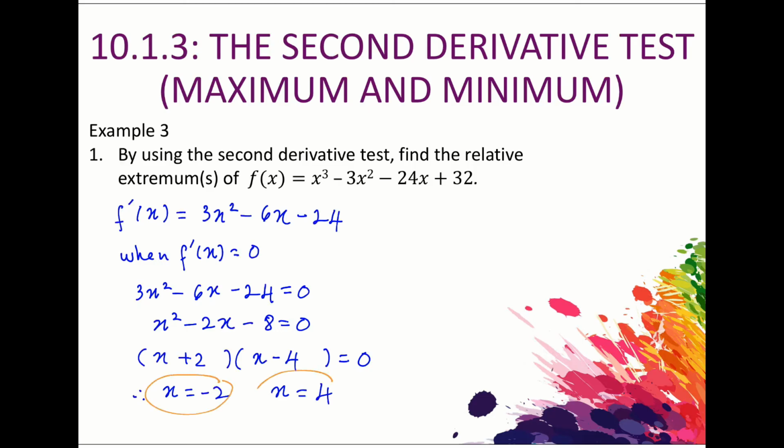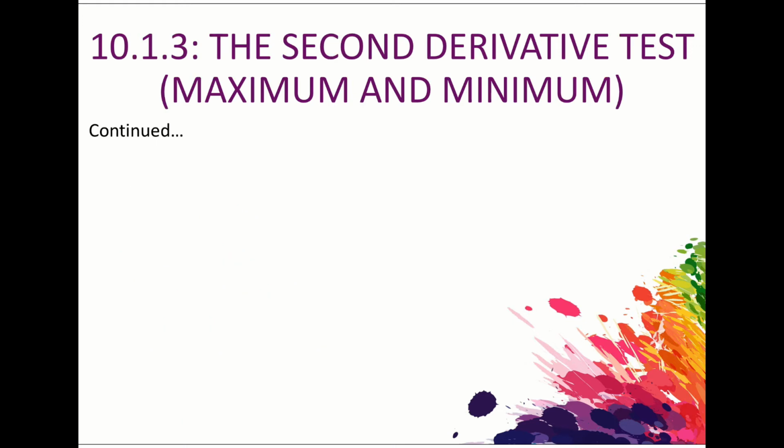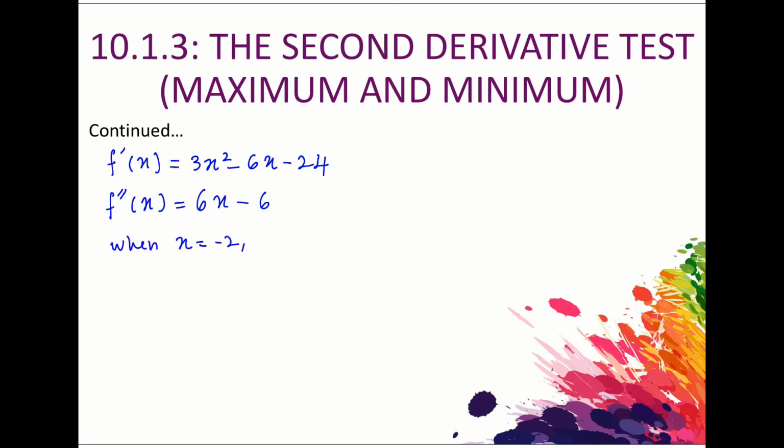So now, using these values of x, we're going to determine whether the point is a relative maximum or relative minimum using the second derivative test. So first we need to find the second derivative of f(x). We have that the first derivative is equal to 3x squared minus 6x minus 24. So the second derivative of f(x) is equal to 6x minus 6. So when x is equal to negative 2, the second derivative of f(x) is equal to 6 times negative 2 minus 6, which is negative 18.